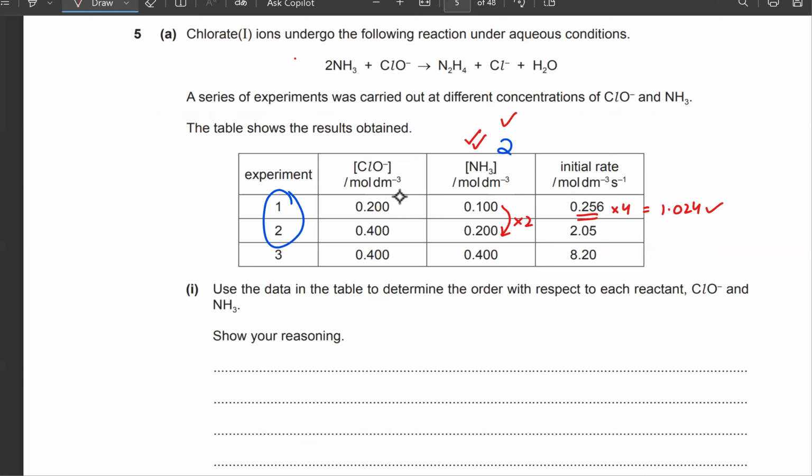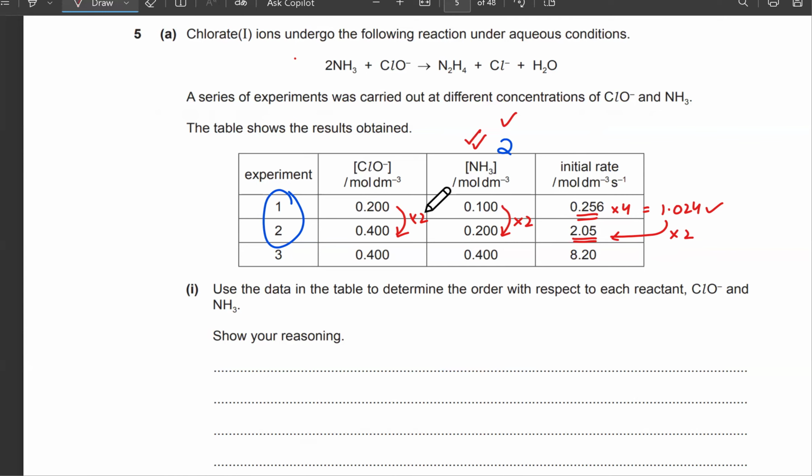what is happening to ClO minus 1? That's being doubled, right? In 1 and 2, right? Well, ammonia says that the rate of the reaction should be 1.024. But what you're getting is 2.05. That means that the rate is becoming 2 times once more, right? So the extra 2 times, why do you get that extra 2 times? That's because of ClO minus 1, because you're doubling ClO minus 1.